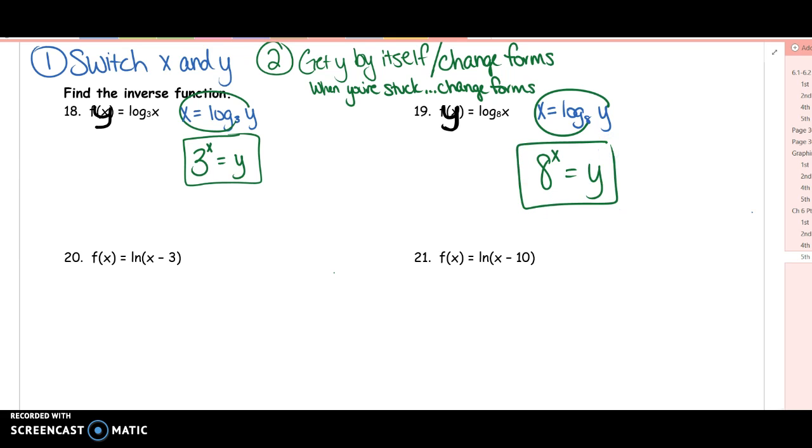Okay, number 20 is going to require us to remember what we just talked about a minute ago. What is ln? ln is the natural log, and do you see how there's no base shown? It would be helpful to rewrite this as log base e of x minus 3. That way, when it's time to change forms, you have a base to think about as you're changing forms. If you don't rewrite it, it just makes it a little bit harder for your brain to see what to do. So first step, switch x and y.